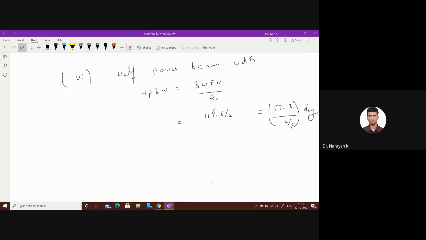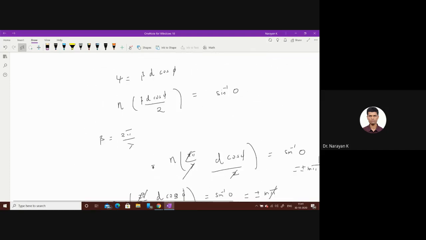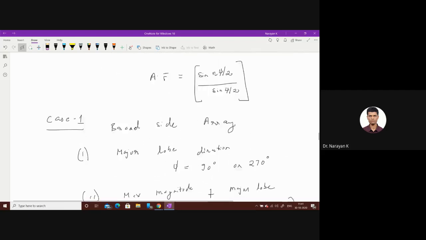Okay. Next, this is your 7th point, directivity. Directivity, or your GD maximum, that is gain, maximum gain will be 2L by lambda. That is your maximum gain. All this is for your broadside array. This is your case 1, that is your broadside array.